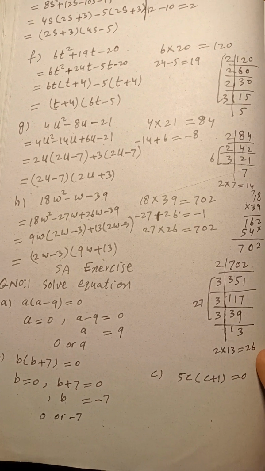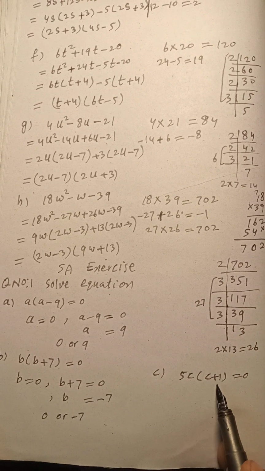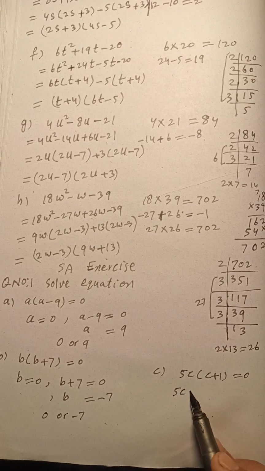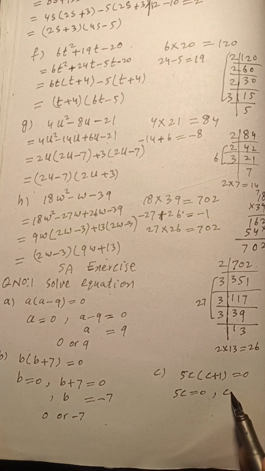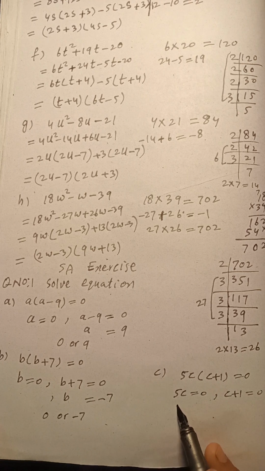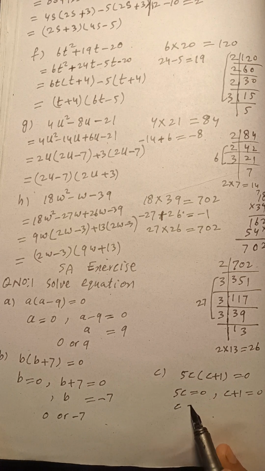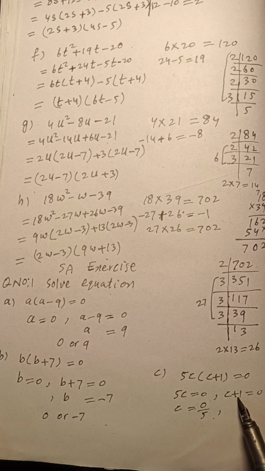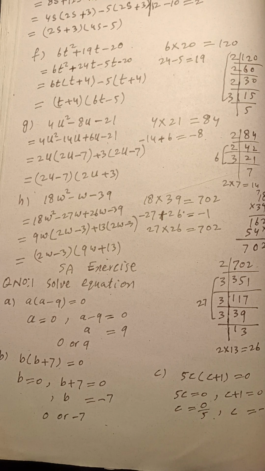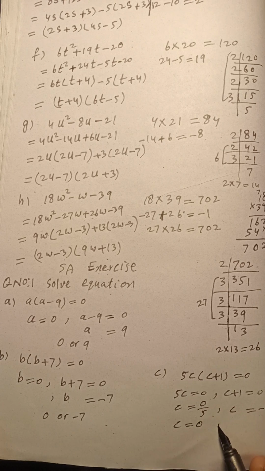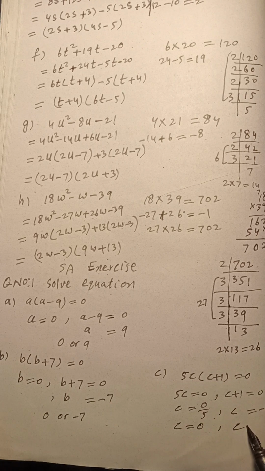Now see here, part c: 5c into c plus 1 is equal to 0. Now you will write 5c is equal to 0 and c plus 1 is equal to 0. This is one term and this is the second term. Now 5 is being multiplied here, so it will be divided on the other side. You will divide 0 by 5, and here 1 is being added, so it will be subtracted on the other side. It will become minus 1. Now 0 divided by 5, answer is 0, and c is equal to minus 1.